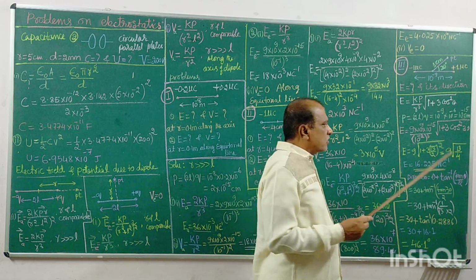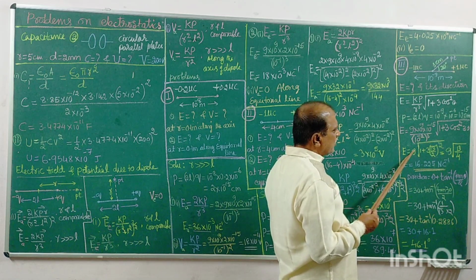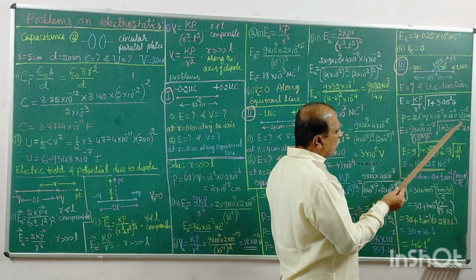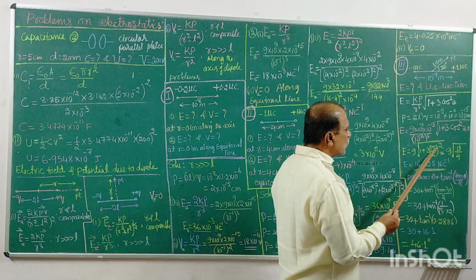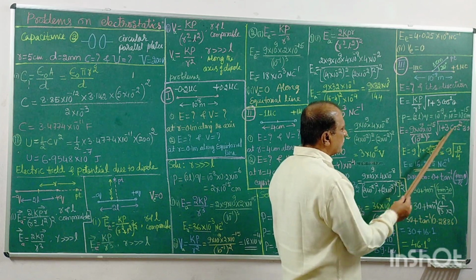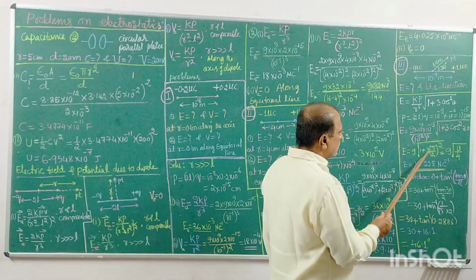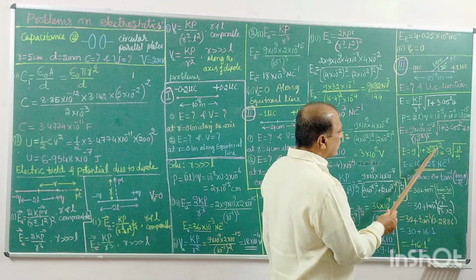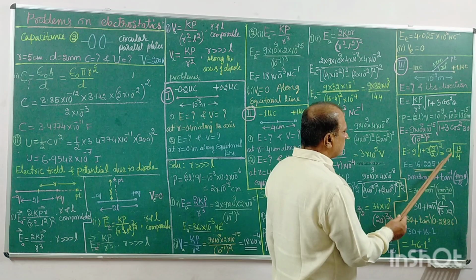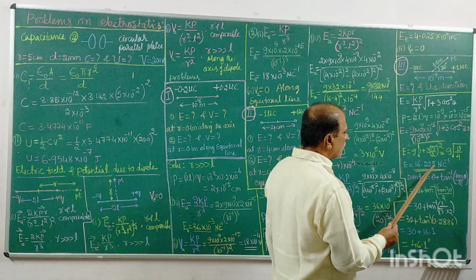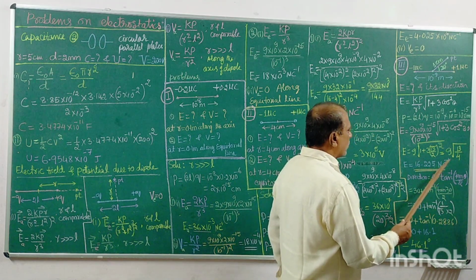Then simplify. First simplify this, all the exponents cancel, only 9 remains here. And in the square root, 1 plus 3. What is cos 30? Cos 30 is root 3 by 2, whole square, because cos square means whole square. So 9 into square root of 1 plus 3 into 3 divided by 4, that is 13 by 4. Take the square root and the 9, simplify, you get 16.225. The E value you get is 16.225 Newton per coulomb.